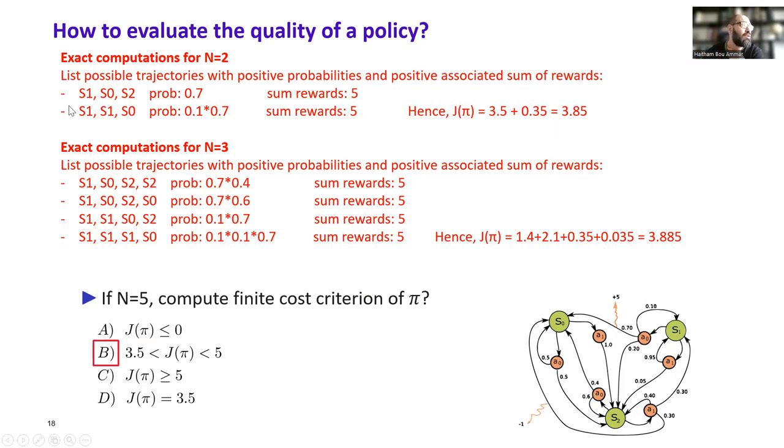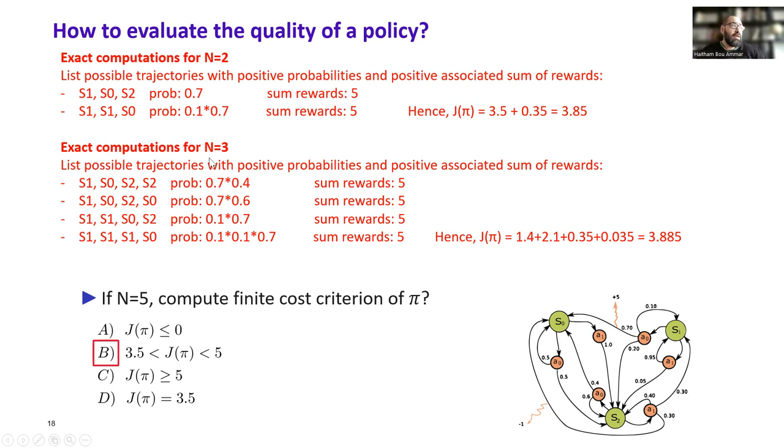Now you might wonder, but wait a second, if I was at S1, I could actually have taken S1 and then happen to go back to S1, and then from that, I happen to go back to S1 again. That's true, but that contributes zero to the reward function. So there's no reward there if you do this loop. You could add that, but it'll be plus 0.1 times 0.1 times zero, which is zero. So you just end up with this.